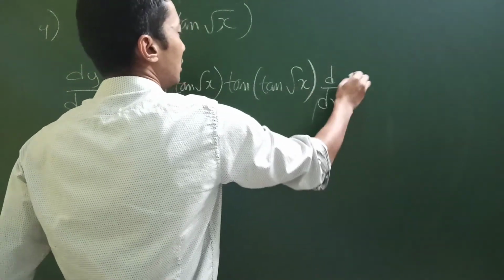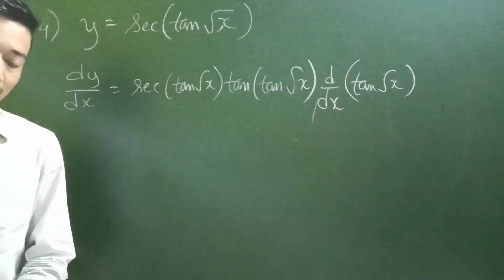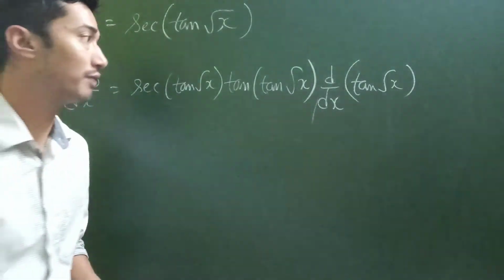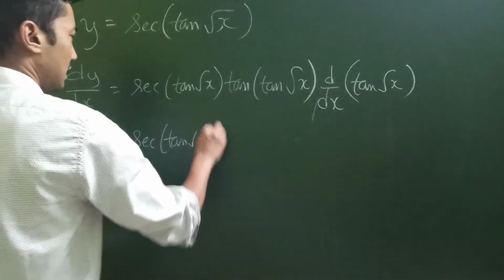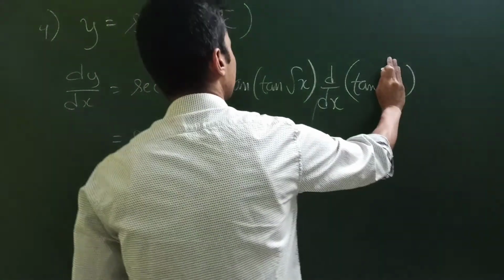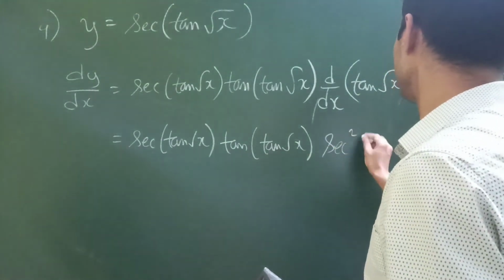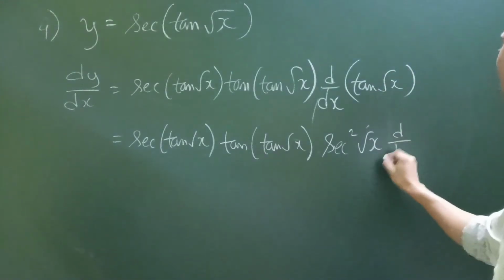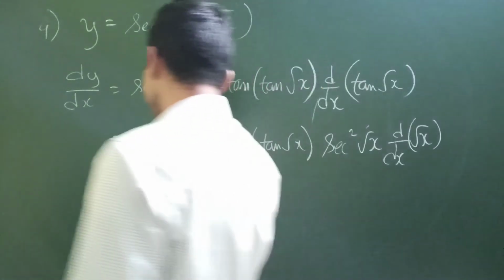And then, of course, differentiate tan of root x. Remember, how many times are we going to proceed with the chain rule? We have three functions. So once, twice, thrice. So that's going to be sec of tan root x, tan root x. Now derivative of tan theta. What is the derivative of tan theta? Sec square theta. What is theta here? Root x. So the final one, where we will finally meet our beloved, that is root of x.